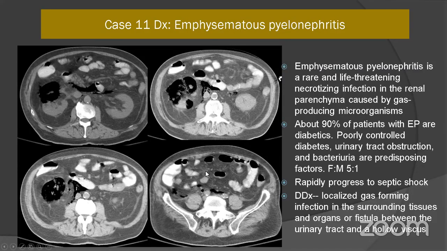Now, the differential when you see this kind of picture is that this could be a localized gas-forming infection in any of the surrounding tissues and organs, or there could be fistula formation between the urinary tract and a hollow viscus that can lead to this appearance. But of course, this is classic. As you can see, the epicenter of the lesion is within the right kidney.